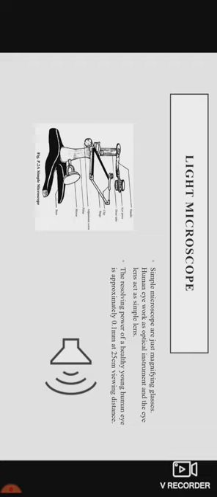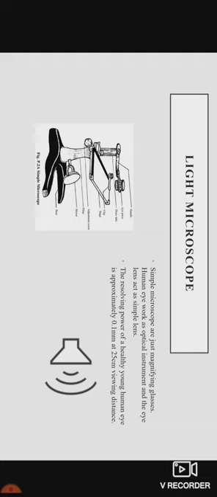Two kinds of light microscope used frequently in the laboratory are simple microscope and compound microscope. In this slide, the figure which you are seeing is of simple microscope. Simple microscopes are just magnifying glasses.